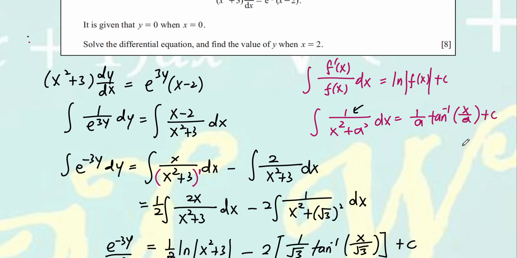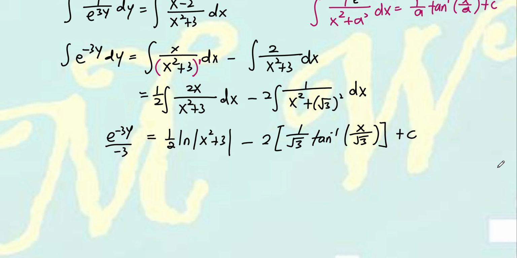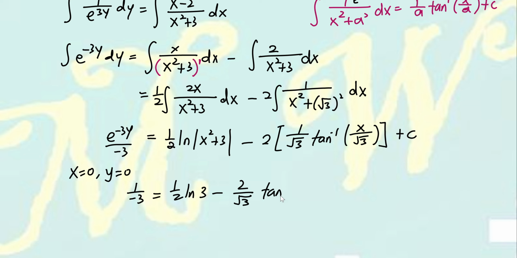Okay? And now replace x by 0, y by 0 to get the c. So when x equals 0, y equals 0, e to the 0 is 1, so 1 over negative 3 is half ln, x is 0, so it becomes ln 3, minus 2 over square root 3, arctangent 0, plus c. So basically arctangent 0 is 0. Then I will be getting my c now. So my c is negative 1 over 3 minus half ln 3.